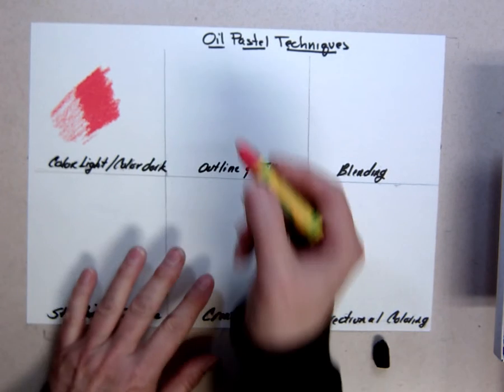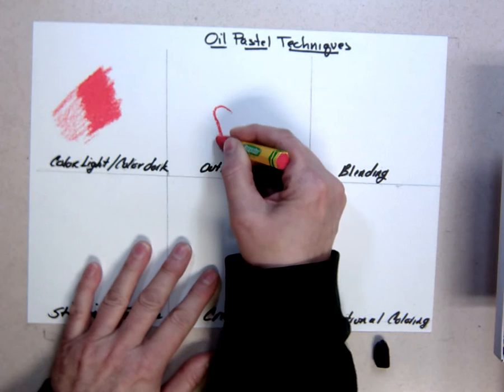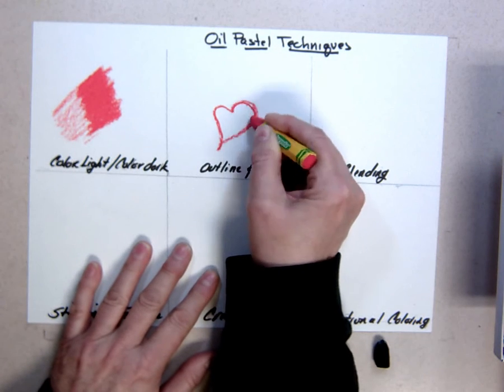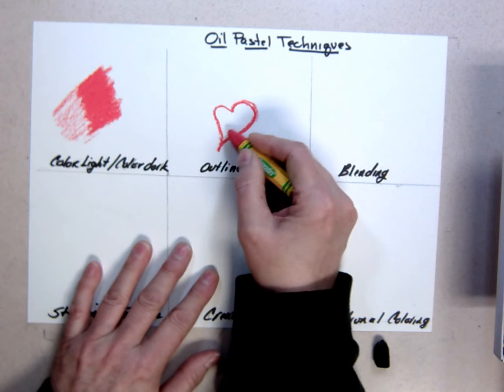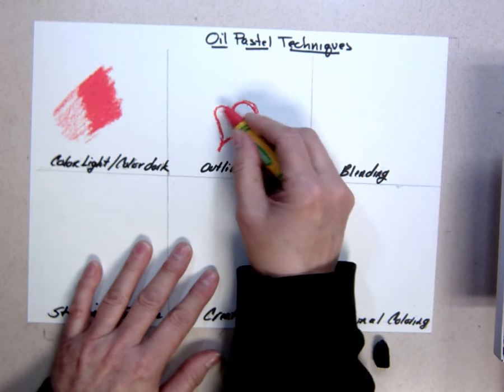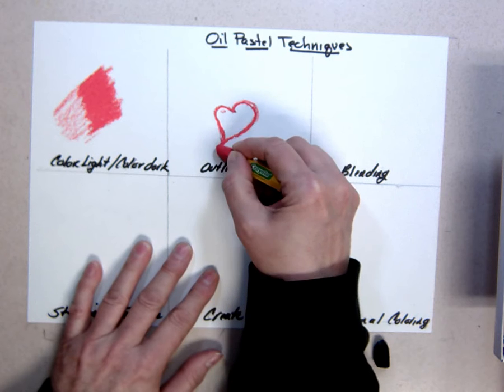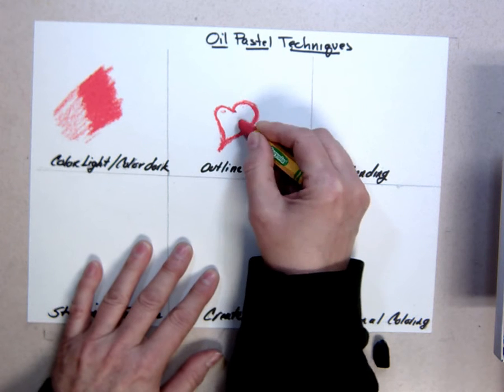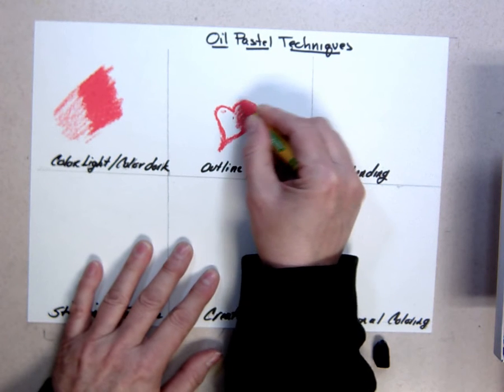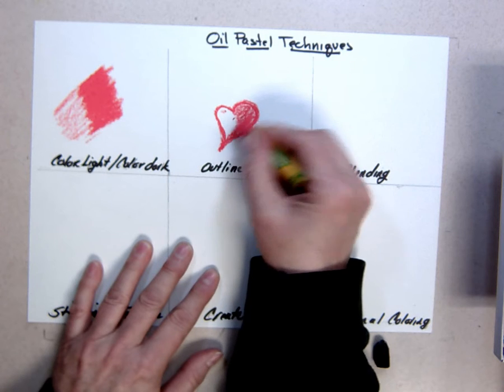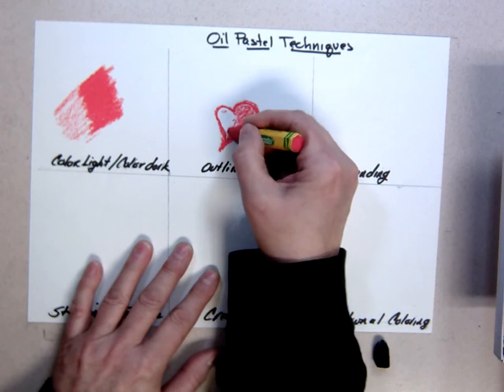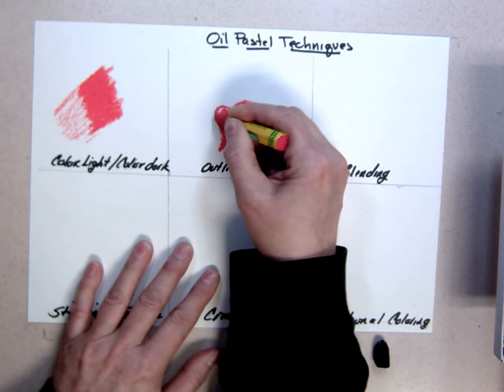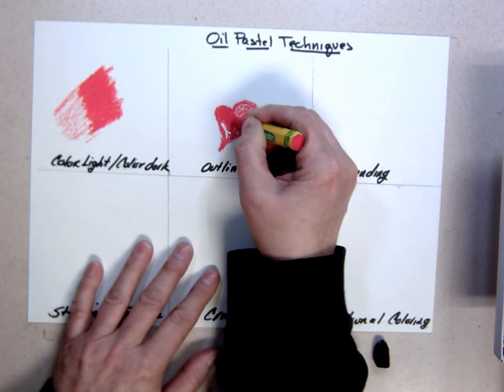You can outline and fill in. Now, that gives you a controlled edge to it and helps you know when to stop coloring. And you can color light like that, or you can color dark, or both.